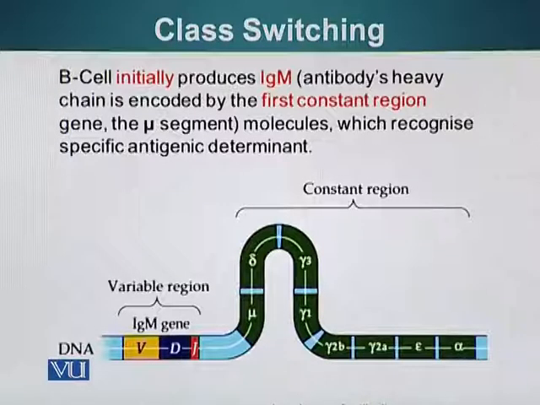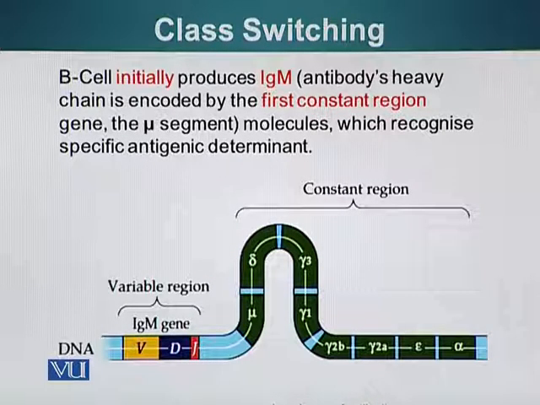B cells initially produce IgM antibodies. The classes of antibodies are basically determined by the constant region, and the first constant region in the DNA sequence is the mu region, which is the region that, when translated, results in the IgM molecule. These IgM molecules are initially produced and released by these cells. This is basically the primary antibody response.